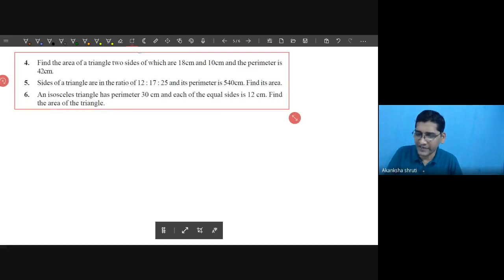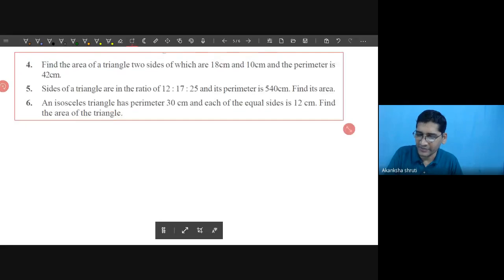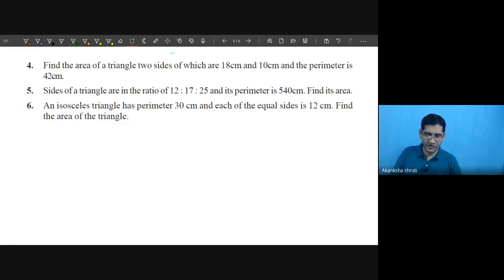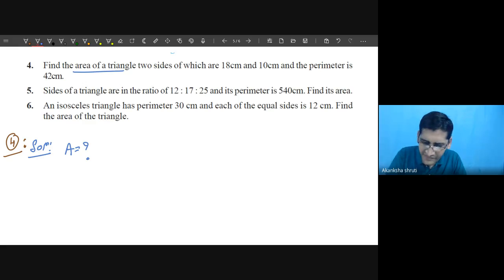There is nothing but the figure is already drawn. You have to calculate the area by applying the Heron's formula. Let me solve the question number 4. Students, what is given in question number 4? Find the area of the triangle, 2 sides of which are 18 centimeter and 10 centimeter, and perimeter is 42 centimeter.